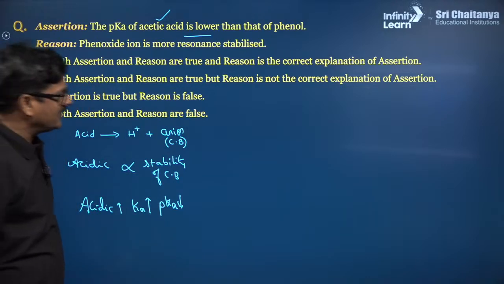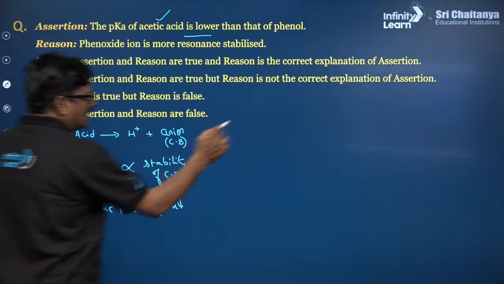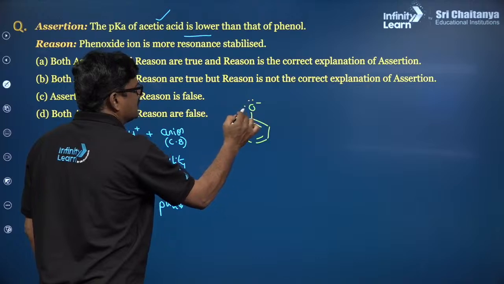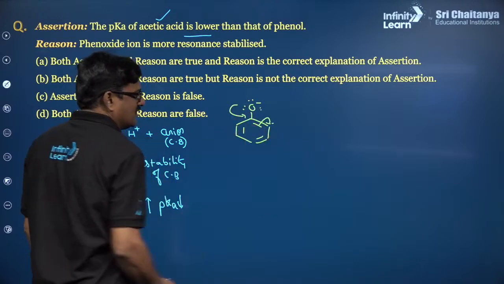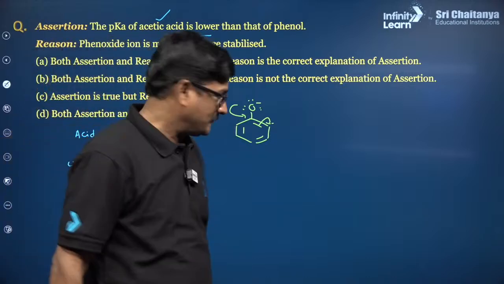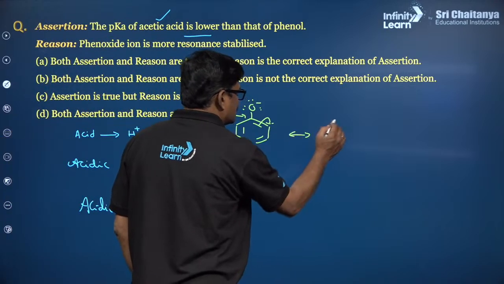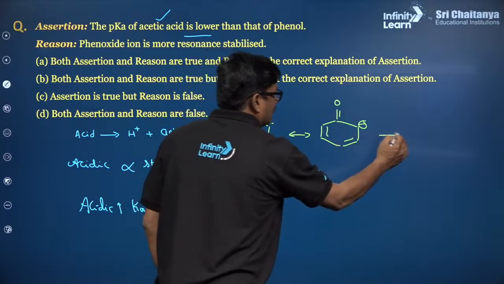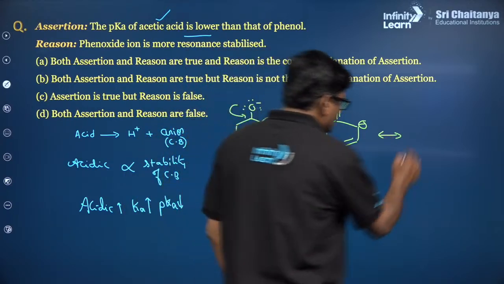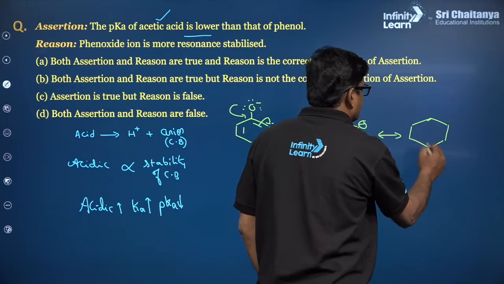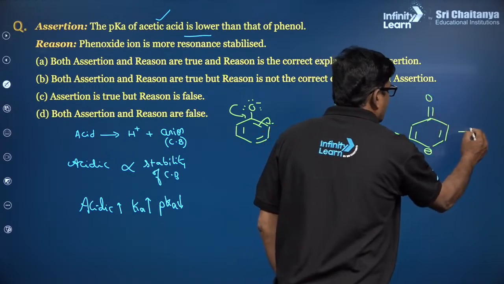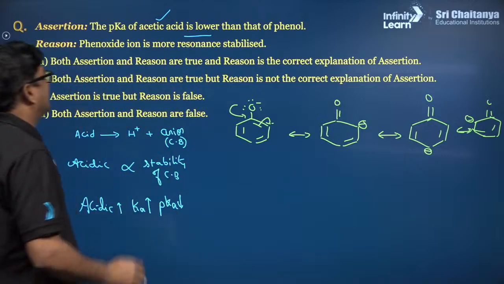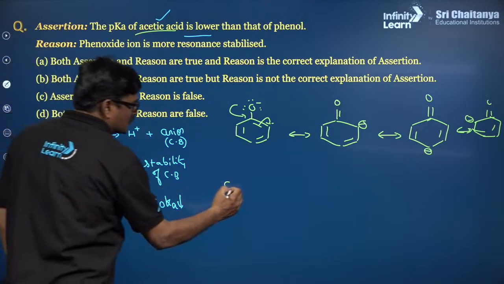Why? When you talk about the phenoxide ion, this is your phenoxide ion. It is resonance stabilized, with more number of resonating structures. So you say the more resonating structures, the more stability; that is one perception you can say, but it is not always true. Resonating structures should have their own strength, and it is going to have these kind of resonating structures like this. Now, when you talk about acetic acid, it is going to have the acetate ion.